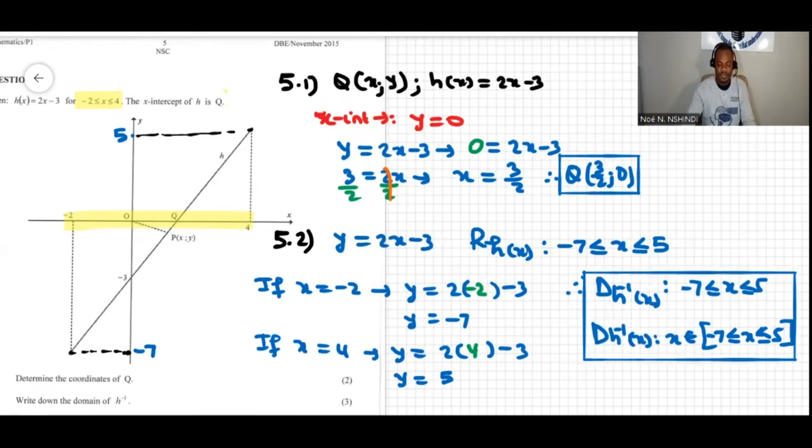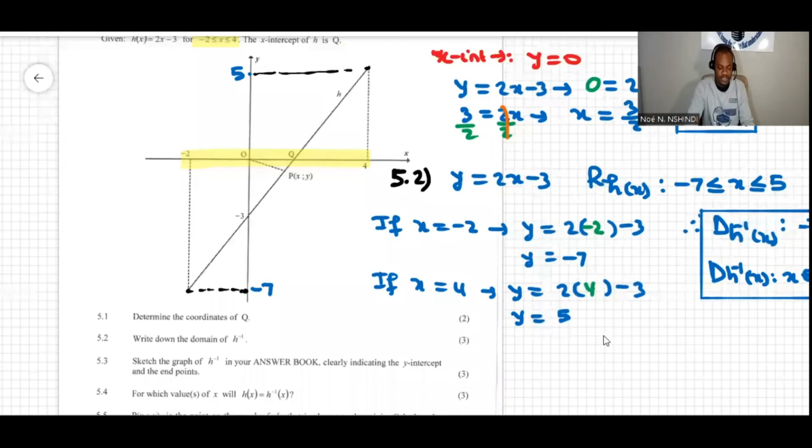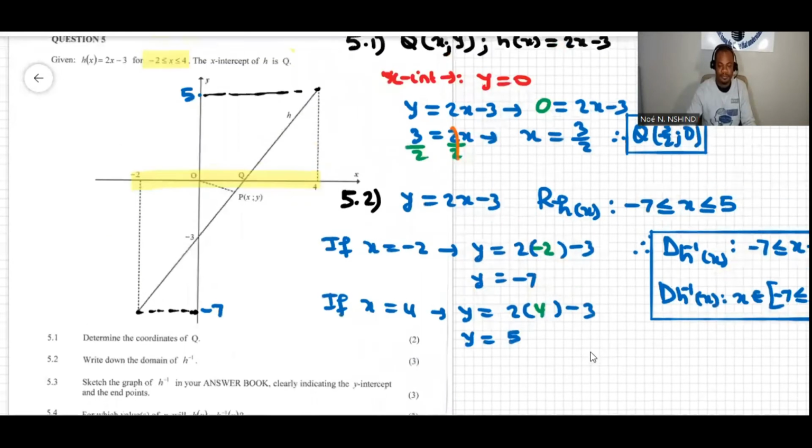Okay, now let's see the next question, 5.3. We did 5.1, 5.2, and now we go to 5.3. The next question says, sketch the graph of h minus 1 in your answer book. Indicate the y-intercept and the end point. I'm going to move my board over here.